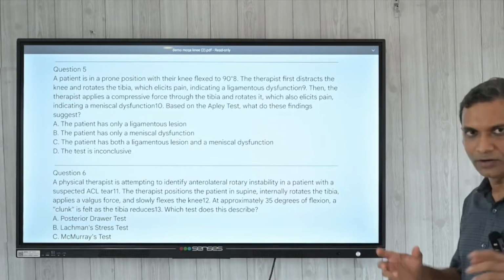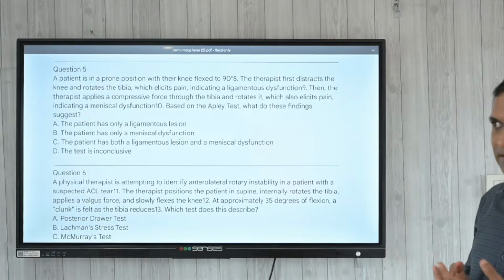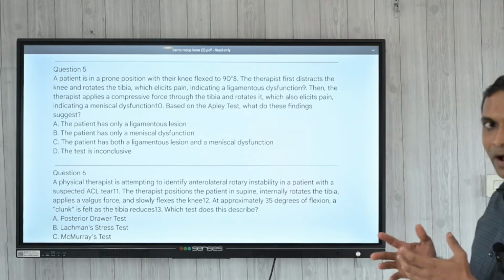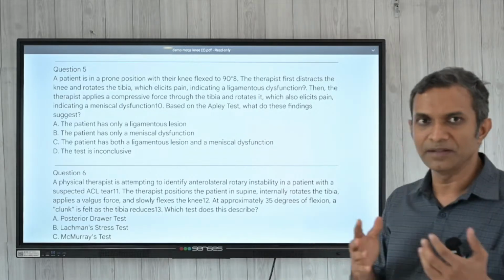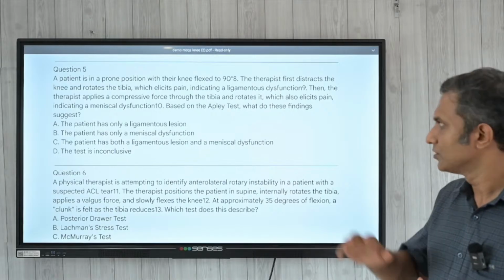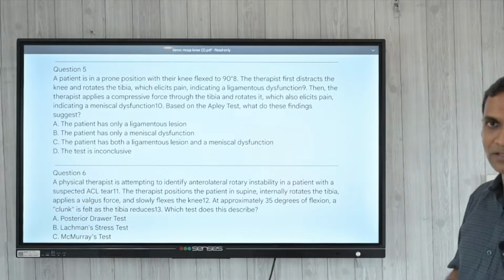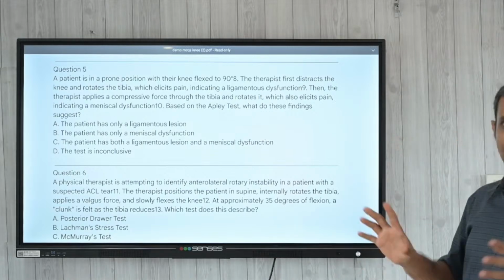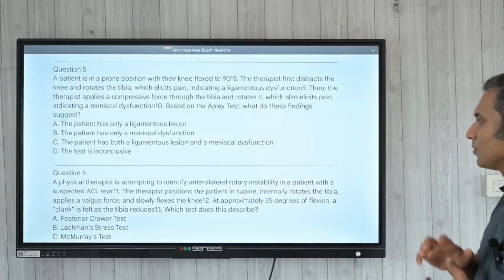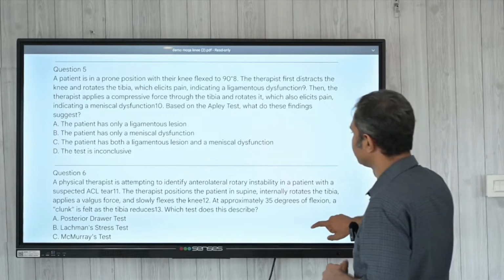So we talked about Apley's test, and we explained how we differentiate between meniscus and ligamentous lesions, and which forces are applied. So based on the whole discussion, or based on the assumptions given, the answer is clear. The statement correctly says that while compressing there is pain, and while distracting there is also pain.